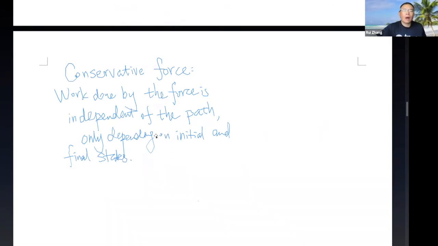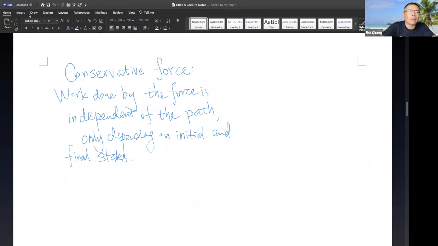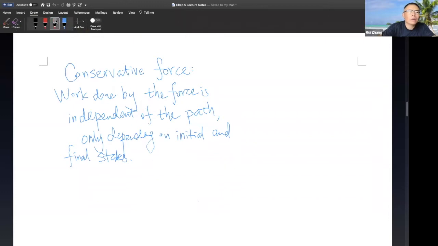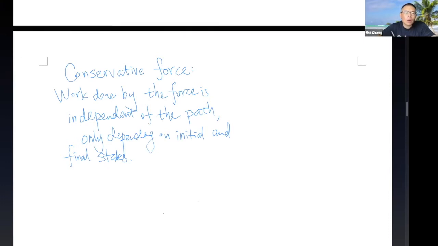Now, not every force is a conservative force, but certainly in our case, gravity is a conservative force, okay? Let's start from here and go from here. So I need to go to drawing here.